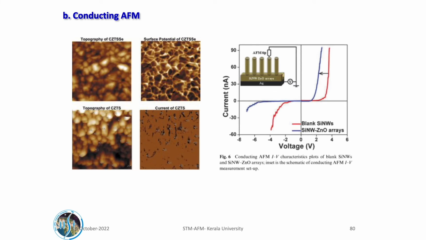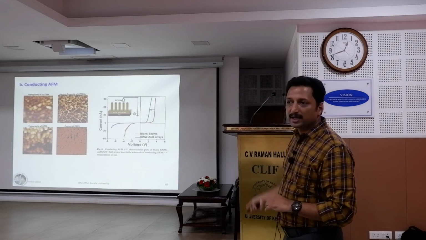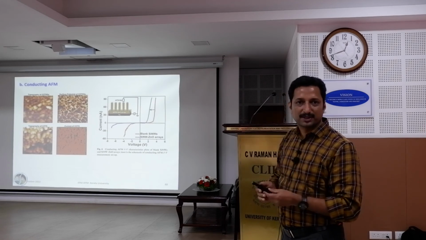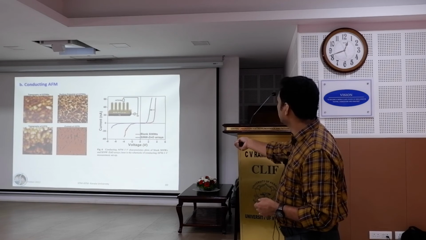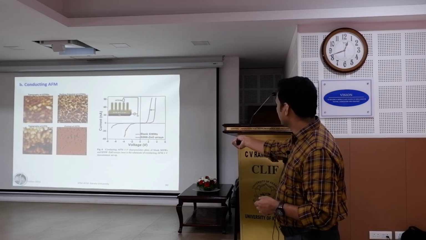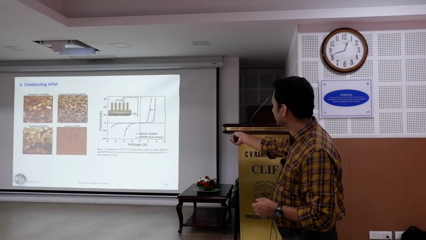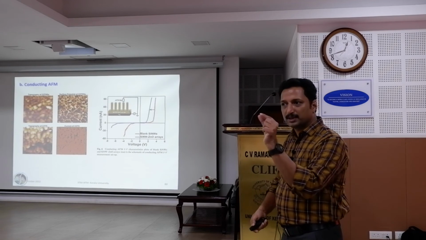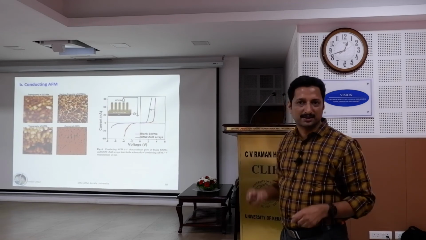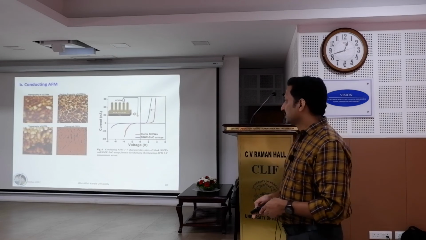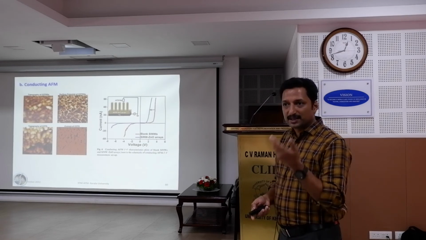This is work we did again. We grew zinc oxide nanowires, and we applied voltage across the AFM tip and the surface, so we could actually make single nanowire diodes. Okay, so with and without: this is a blank nanowire, and this is a nanowire with the zinc oxide arrays here. So you can actually see the voltage shifting and all. So nanoscale devices we can make and measure the properties of, which is very difficult in STM, because STM needs tunneling current.